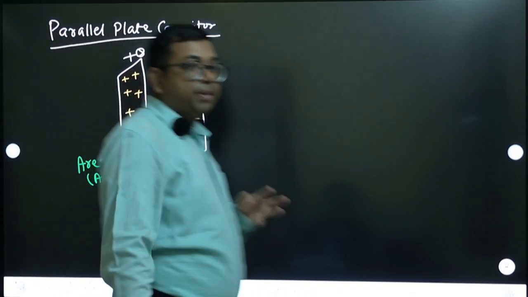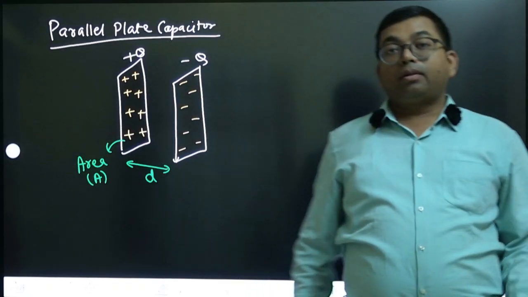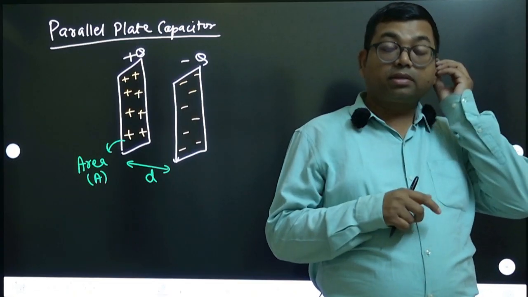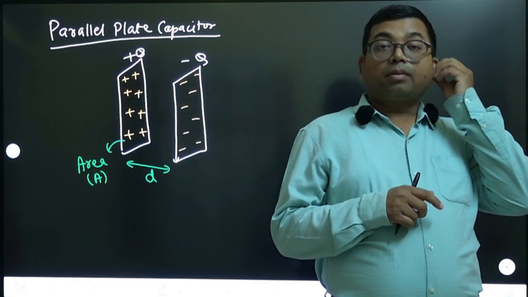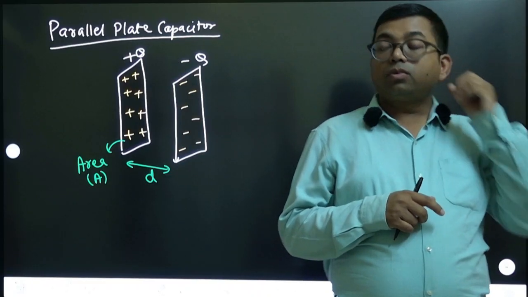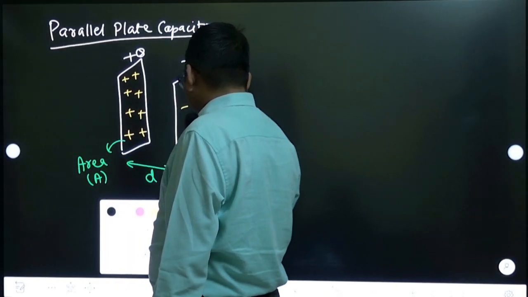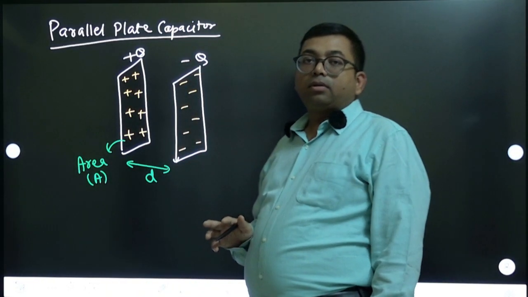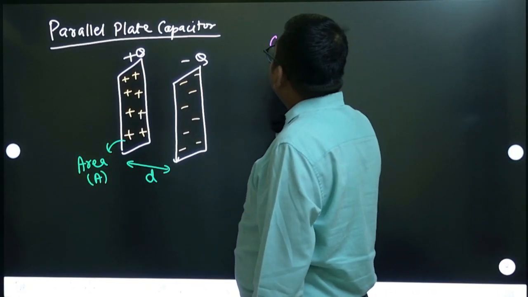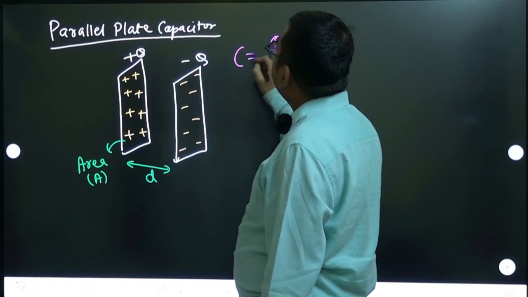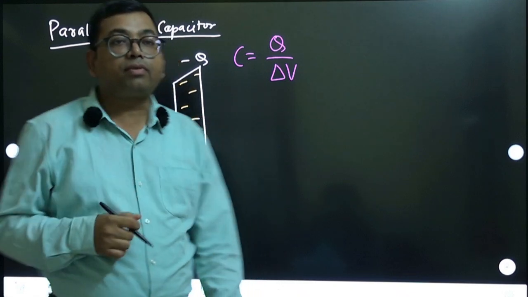So what is the capacitance of this parallel plate? Two plates are there. Note that there are two plates. What is the capacitance of this system? Okay, so how can we find out? For a two plate system, we have to write capacitance as charge by potential difference. This ratio will be called capacitance, charge by potential difference.